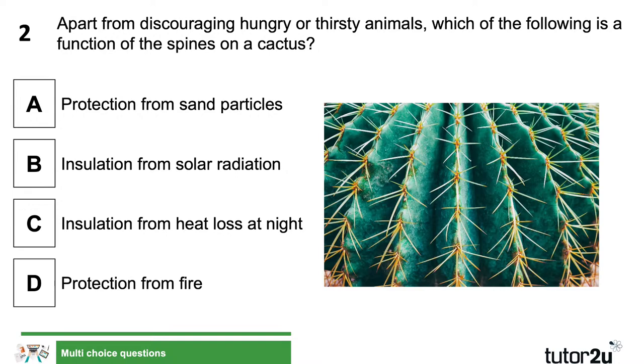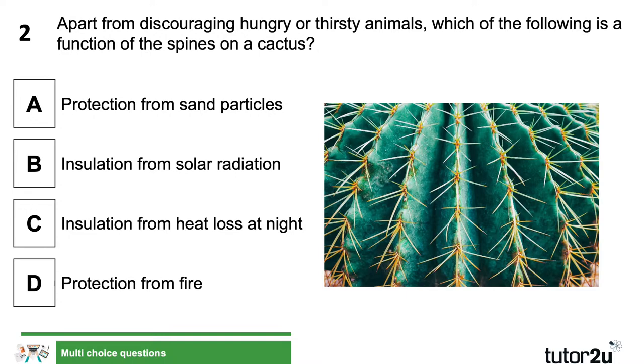Apart from discouraging hungry or thirsty animals, which of the following is a function of the spines on a cactus? Is it A, protection from sand particles, B, insulation from solar radiation, C, insulation from heat loss at night, or D, protection from fire? Choose your answer. Is it A, B, C, or D? Some good answers on question one. Let's see if we've got some good answers on question two as well.